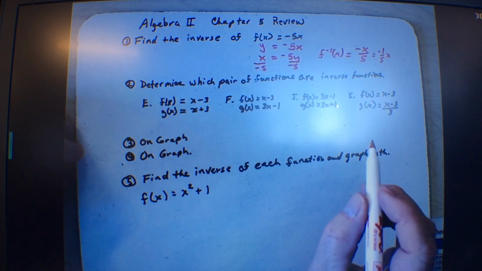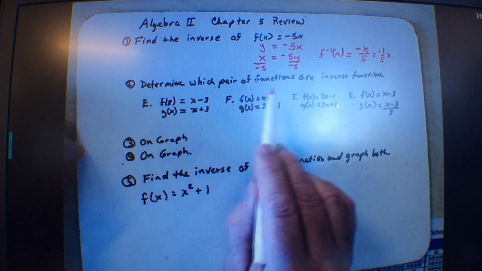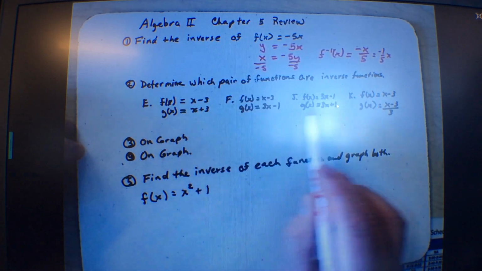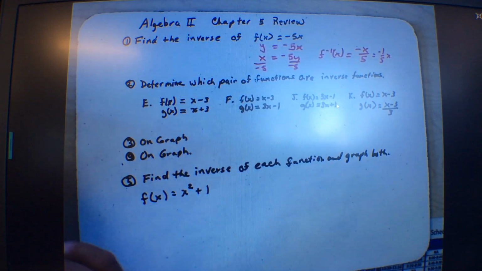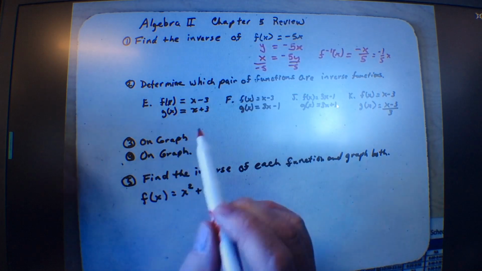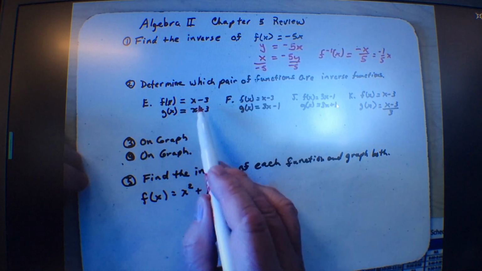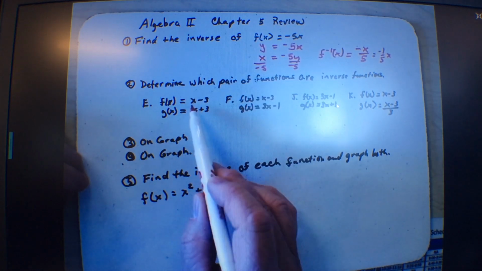Okay. It says determine which pair of functions are inverse functions. How do you do this one? You just take the first one and then substitute the f of x for y again, and then switch the x and the y and solve for y. Okay, so could I take this one and put it into that? Yeah. And what would I get?